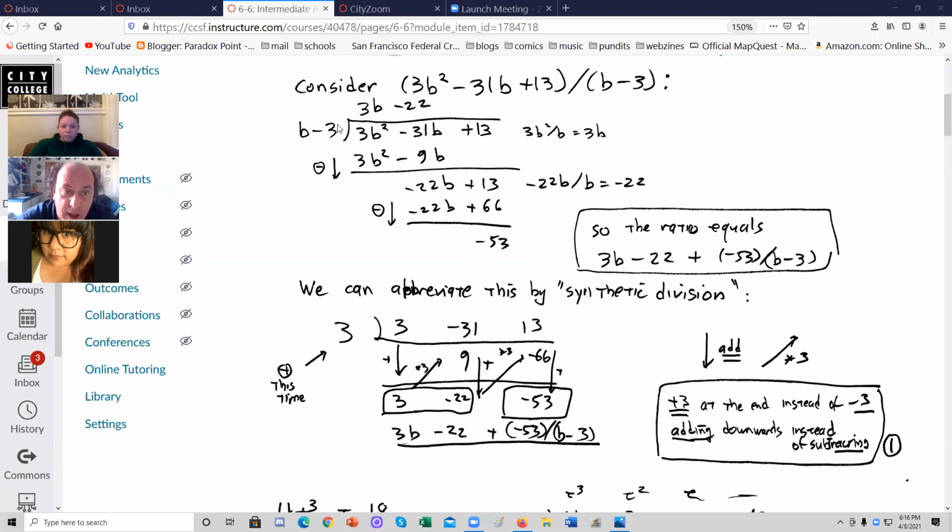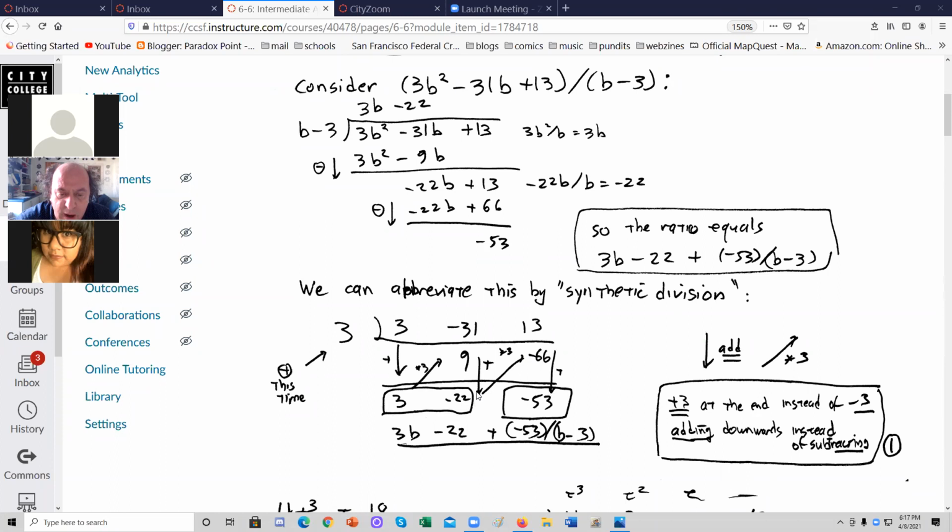Here's what we do. We bring down a 3, and we multiply by this 3, and we get a 9. Well, not quite the same 9. This is a negative 9, this is a positive 9. We're multiplying by a positive 3. And instead of subtracting, we'll add. So minus 31 plus 9 is a minus 22, which is the same 22 we got here. Again, we multiply by a 3 to get a negative 66, as opposed to the positive 66. Here we subtracted, here we add, and get a negative 53.